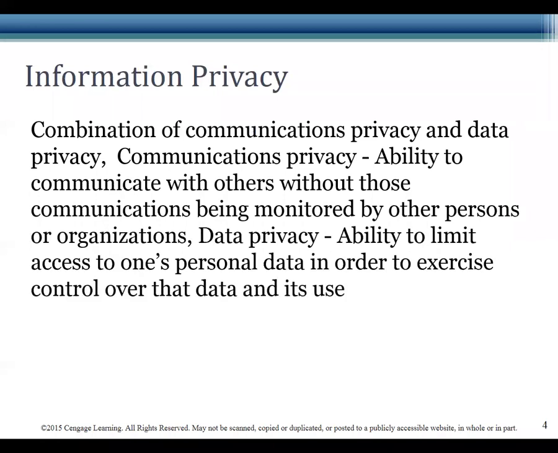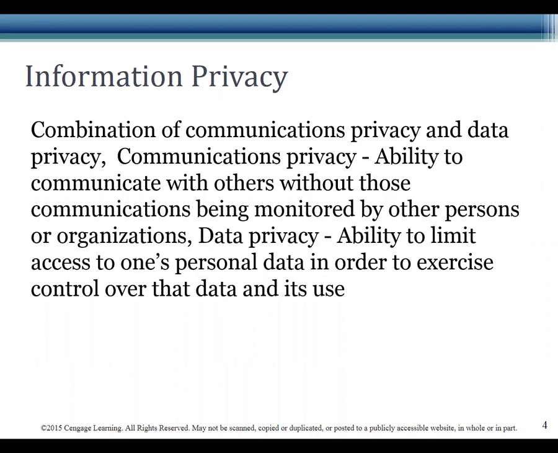Different things to consider. Information privacy. Combination of communications privacy and data privacy. Communications privacy is the ability to communicate with others without those communications being monitored by other persons or organizations. Data privacy is the ability to limit access to one's personal data in order to exercise control over that data and usage.